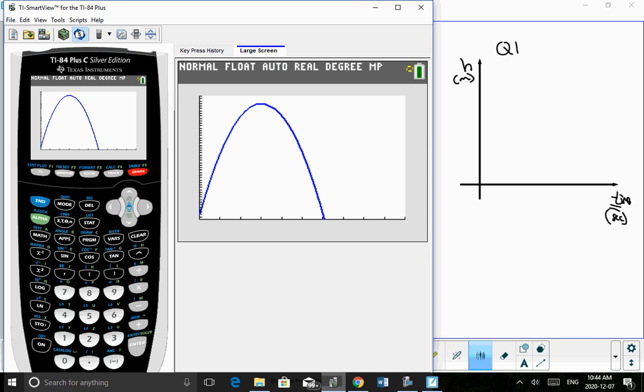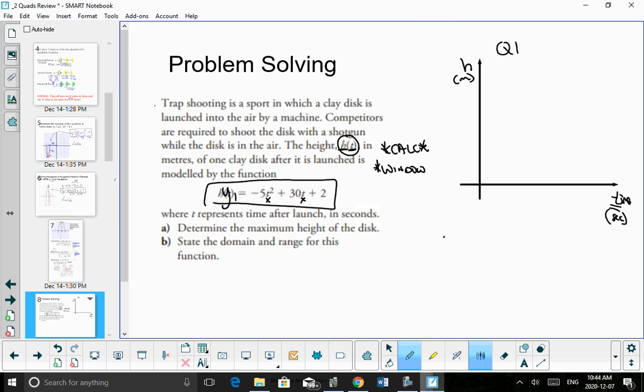Okay, so this is the picture that we just, all you have to do when you do these is you're just going to draw it like this. Now, make sure you put dots on the end, not arrows, because arrows would mean it could go on forever, and we know that this clay cannot go on forever. So determine the maximum height of the disc. So the maximum height is right here.